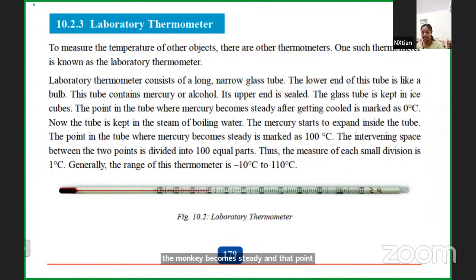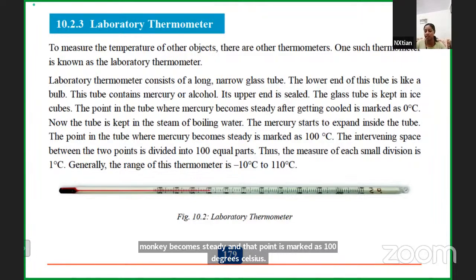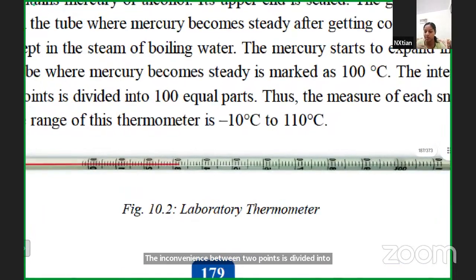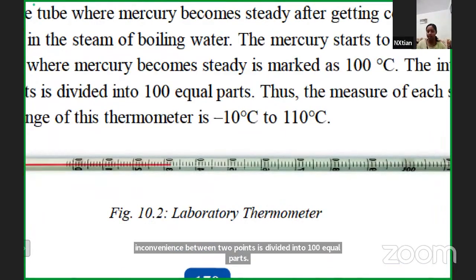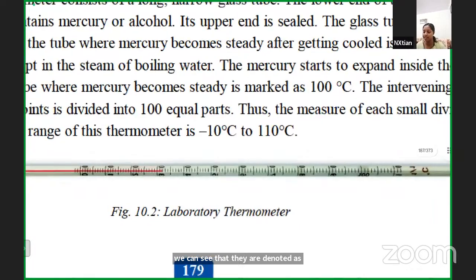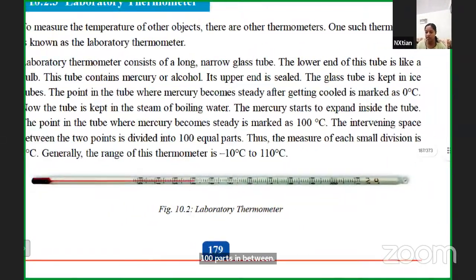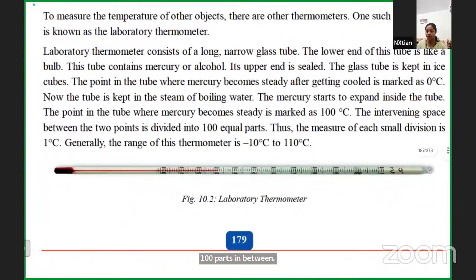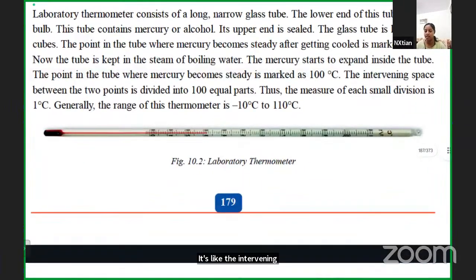100 degrees Celsius. The intervening space between the 2 points is divided into 100 equal parts. Not really 100, but yes, we can say they are denoted as 100 parts, so the measure of each small division is 1 degree Celsius. Generally, the range of this thermometer is minus 10 degrees Celsius to 110 degrees Celsius.